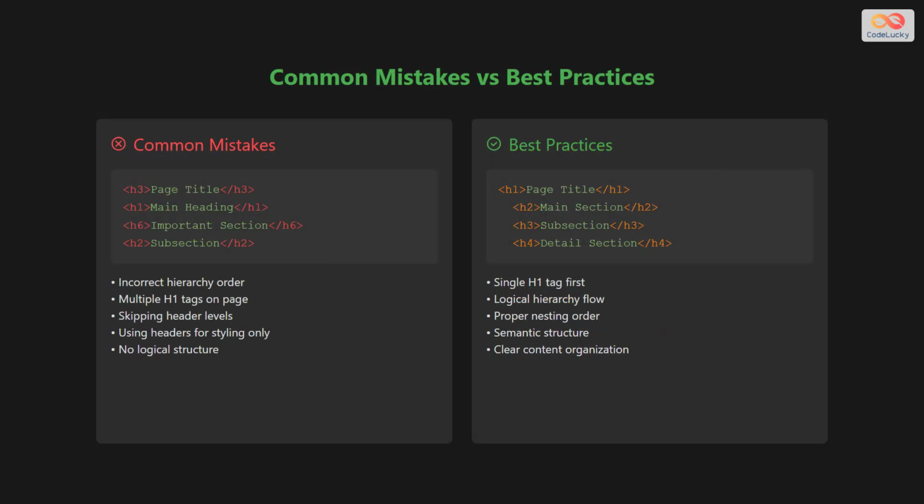Let's look at some common mistakes and best practices. Common mistakes include using incorrect hierarchy order, having multiple H1 tags on a page, skipping header levels, using headers for styling only, and not having a logical structure. Best practices are to use a single H1 tag first, follow a logical hierarchy flow, maintain proper nesting order, use semantic structure, and aim for clear content organization. The example shows incorrect use on the left and the correct implementation on the right. Always aim for clear, logical, and well-structured use of heading tags.